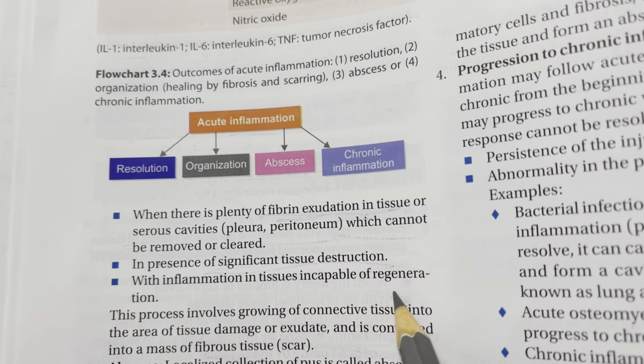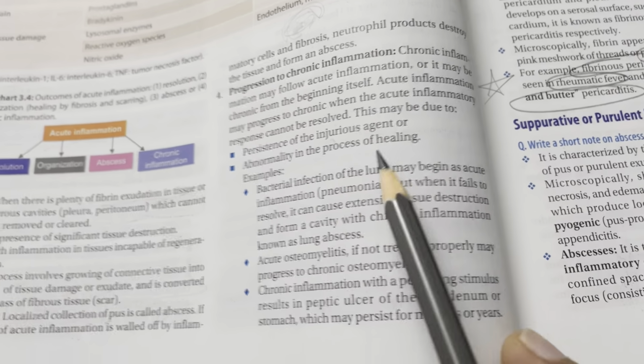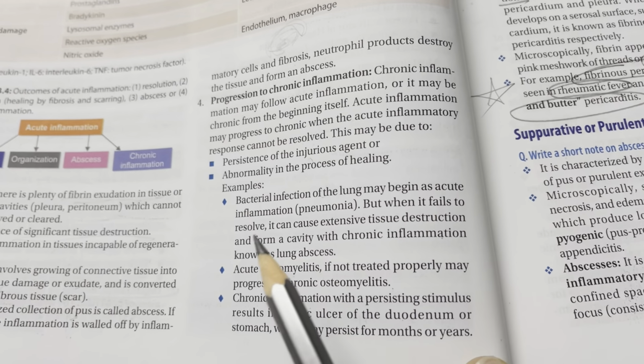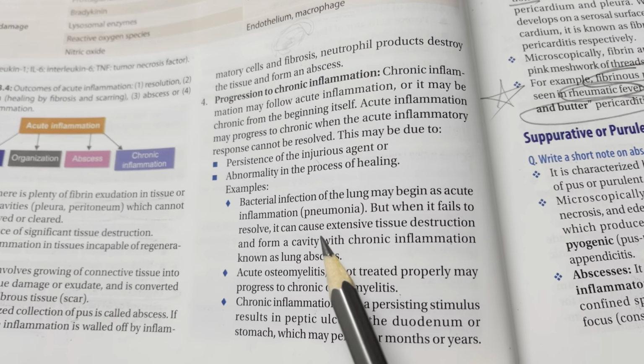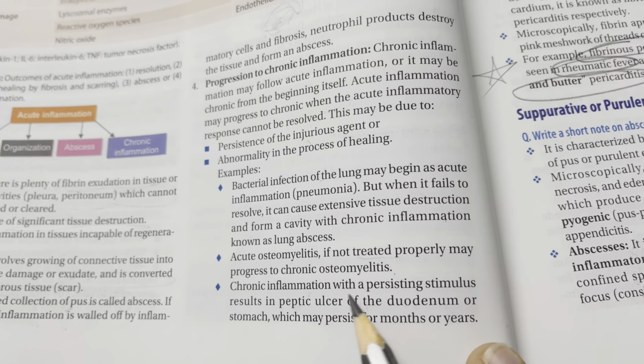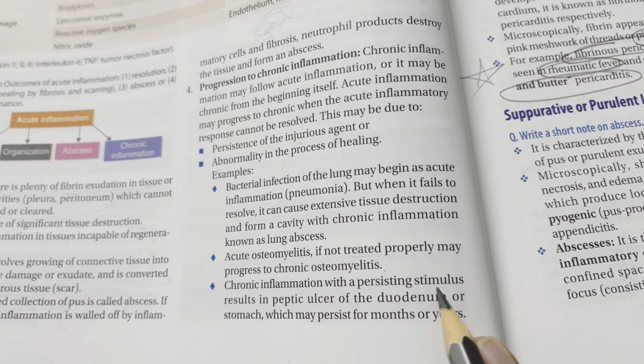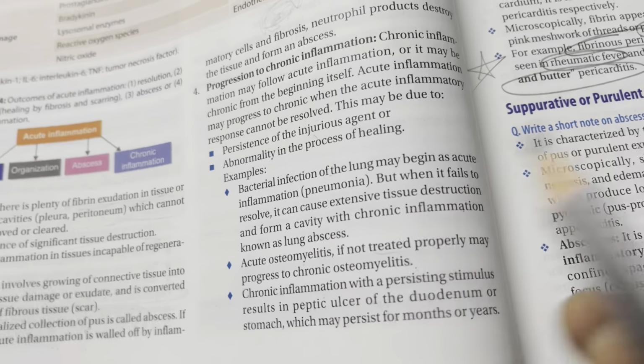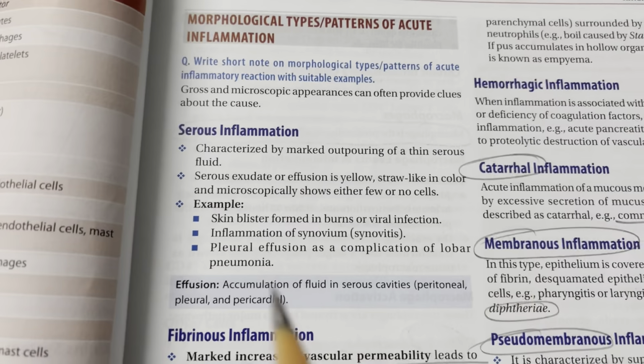Next, progression to chronic inflammation. Chronic inflammation may follow acute inflammation, or in the beginning itself it may be chronic. So acute inflammation may progress when the response cannot be resolved. This may be due to persistence of the injurious agent or abnormality in healing process. Example, bacterial infection of the lung may begin as acute, but when it fails to resolve, it can progress to chronic and cause lung abscess, cavitations, etc. Acute osteomyelitis can progress to chronic osteomyelitis if not treated properly, and chronic inflammation with a persisting stimulus results in peptic ulcer, which may persist for months or years, and thus chronic inflammation.